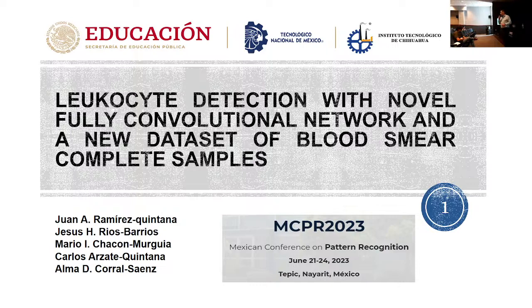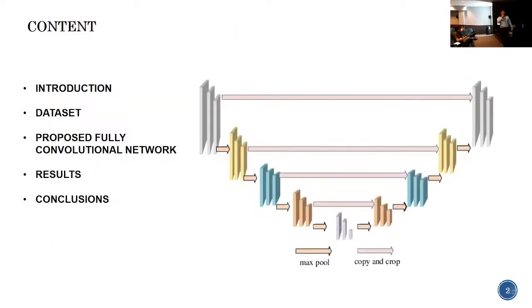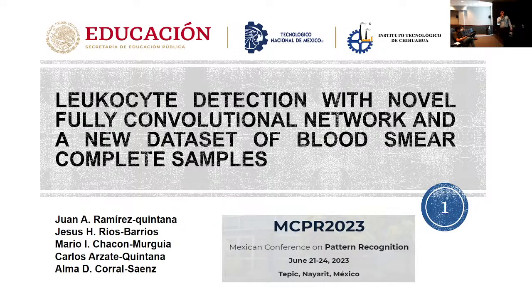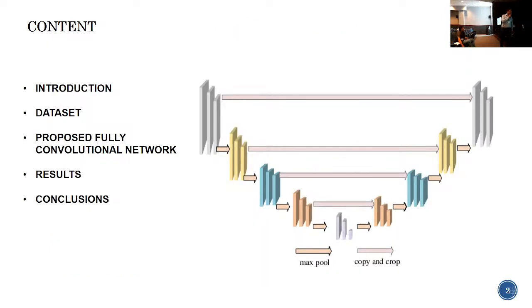My name is Armando Reyes, and I came in representation of Dr. Juan Alberto Ramirez Quintana for the paper "Leukocyte Detection with Novel Fully Convolutional Network and a New Dataset of Blood Smear Complete Samples." We came from Chihuahua, from the Instituto Tecnológico de Chihuahua.